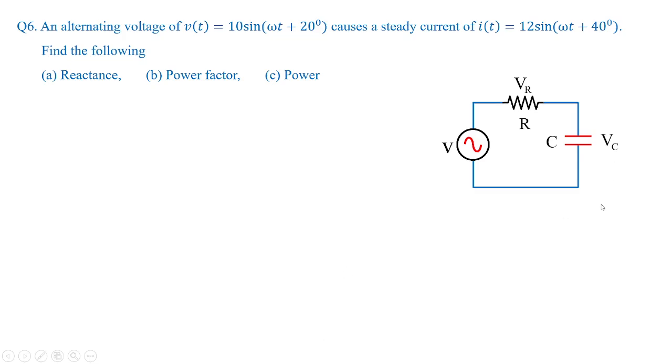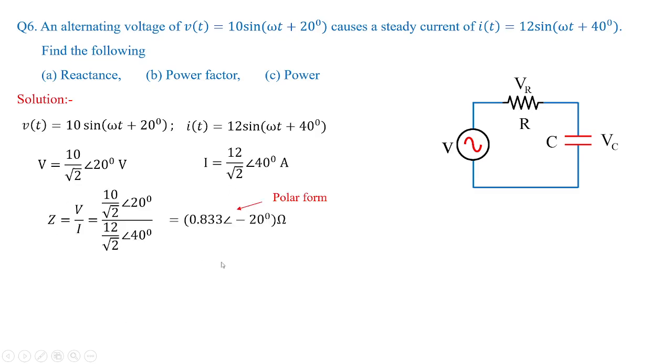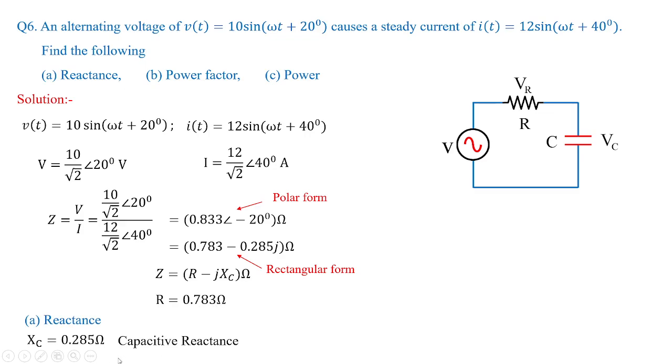In the sixth problem, again you can see a voltage and current waveform given. We need to calculate the reactance, power factor and power. For that, take the voltage and current conditions, take the RMS values of voltage and current, then calculate the impedance value, which in polar form is obtained to be 0.833 at an angle minus 20 degrees. Now impedance has to be represented in ohms. Convert into rectangular form. Then we have the standard rectangular form as R minus jXC. With this, we are going to get the value of resistor, which is 0.783. But the actual parameters, the reactance, that is the capacitive reactance, is obtained to be 0.285 ohms.